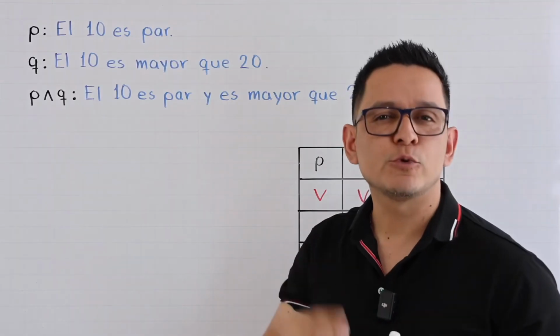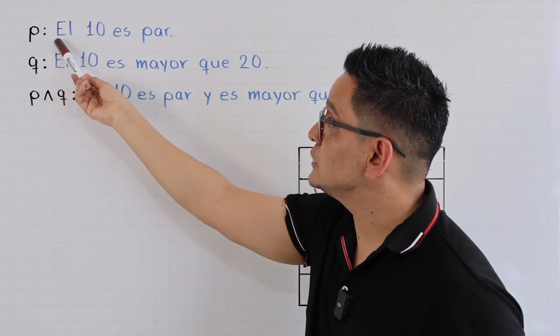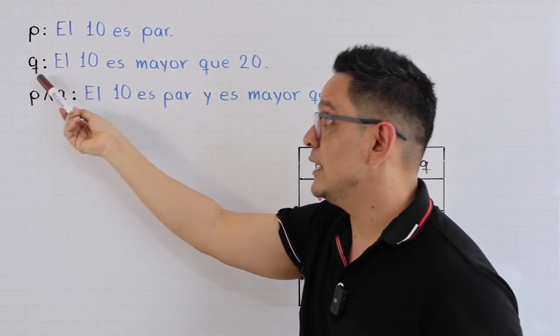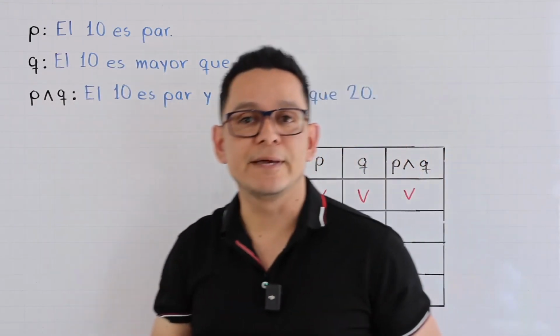Let's go with 2 more propositions. I'm using the letter P to represent the proposition "10 is even," and with the letter Q, the proposition "10 is greater than 20." Let's see its truth value.